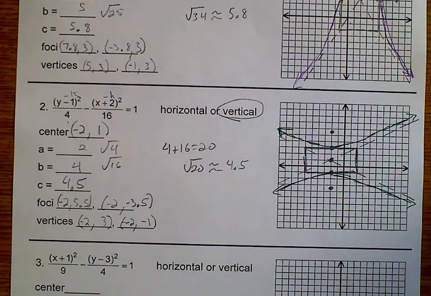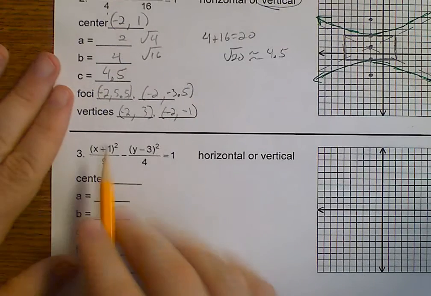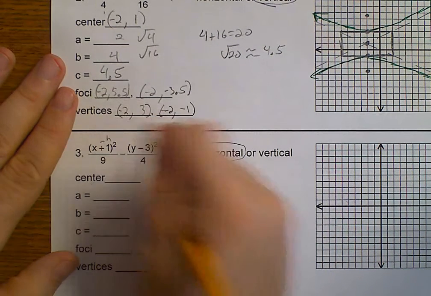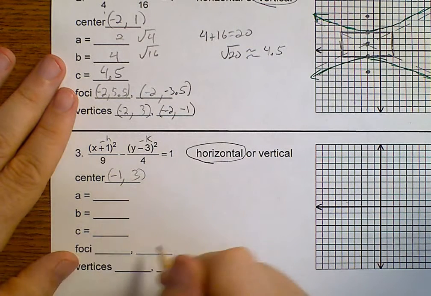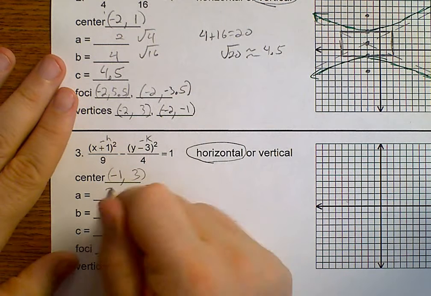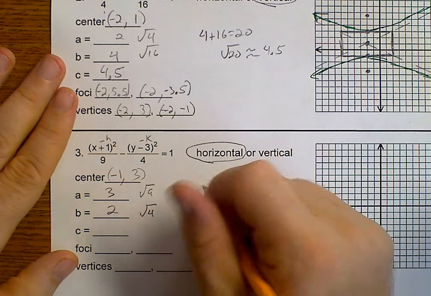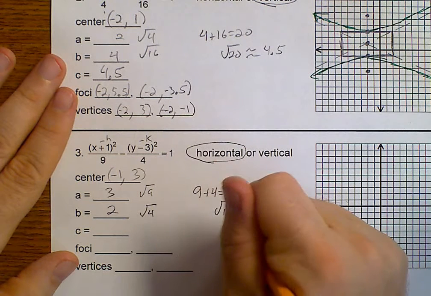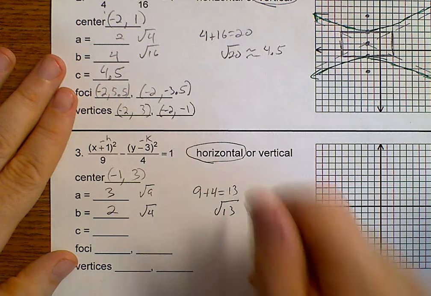Let's go ahead and do part C. Question number 3. X is first, so this is a horizontal hyperbola. So negative h, negative k, so we're at negative 1, positive 3. A would be the square root of 9, which is 3. B is the square root of 4, which is 2. And C, we do 9 plus 4, which gives us 13. And the square root of 13 is roughly 3.6.